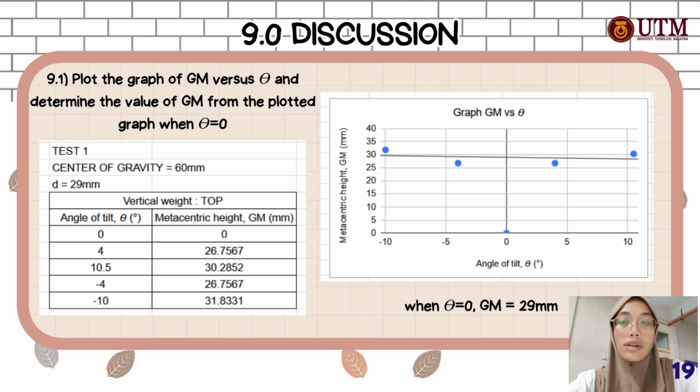For the discussion, first we plot the graph of GM versus theta and determine the value of GM from the plotted graph when theta equals 0. For test 1, we adjust the vertical weight on top of the mass. And then we get the center of gravity equal to 16 millimeters, and D equal to 29 millimeters. For the positive angle of tilt, we adjust the horizontal weight from center to the right, while for the negative one we adjust the horizontal weight from center to the left. And then we calculate the metacentric height using the formula. We plot the graph of GM versus theta, and when theta equals 0, the GM we get is equal to 29 millimeters.